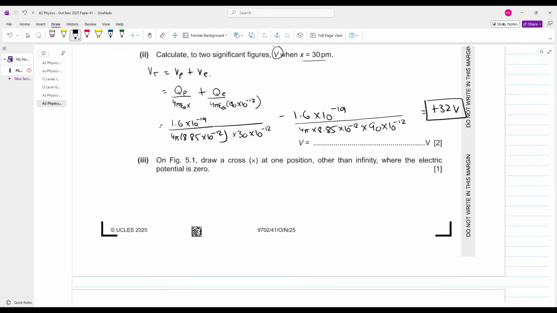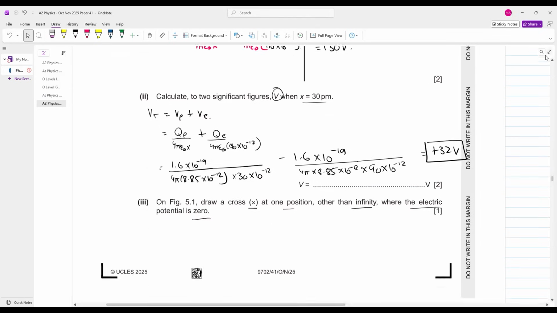Perfect. On figure 5.1, draw a cross at one position other than infinity where the electric potential is 0. Which is figure 5.1?